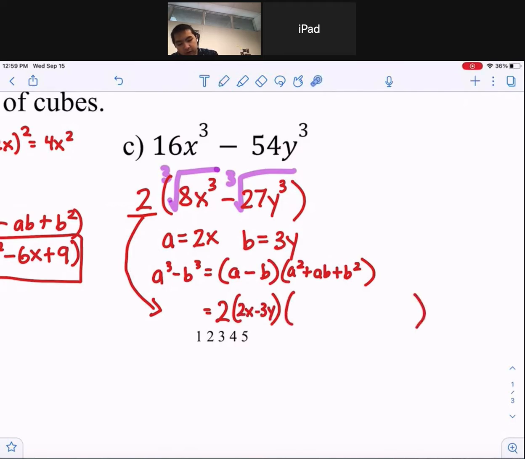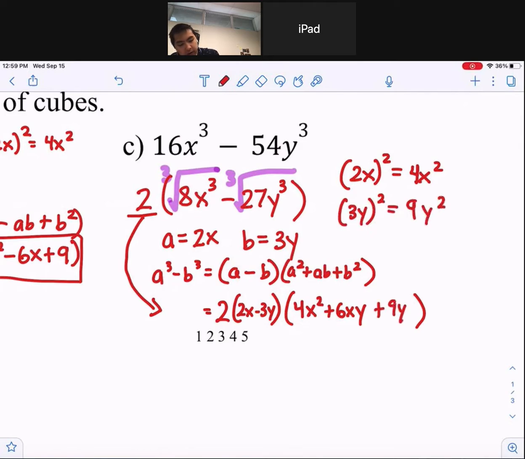Okay. Our a squared, right? So we're plugging in 2x for this a, which is 4x to the second, right? So 4x to the second. ab. a times our b is 6xy. b to the second, you guys, well, isn't that our b value, 3y, raised to the second power, 9y squared, plus 9y to the second.